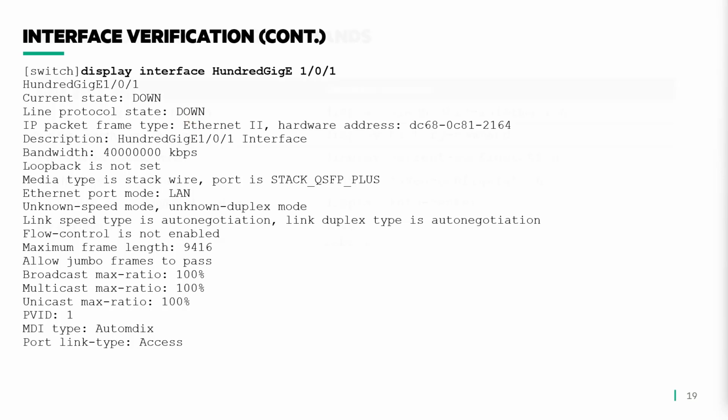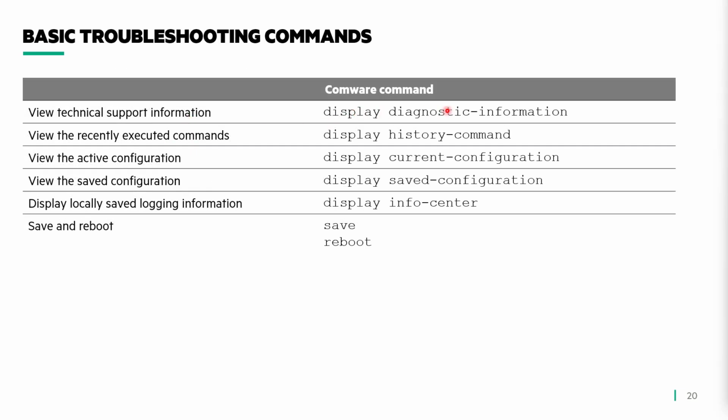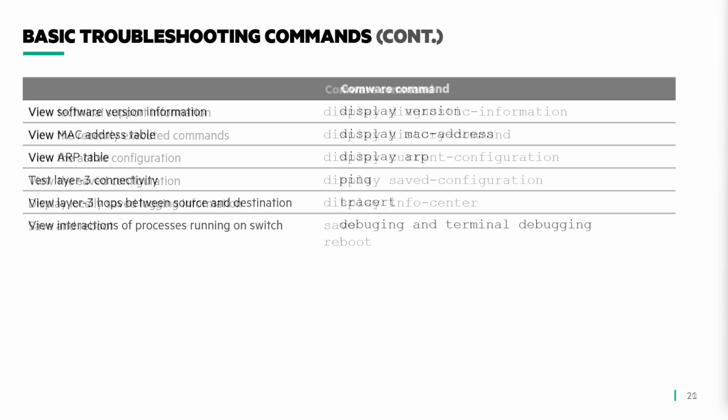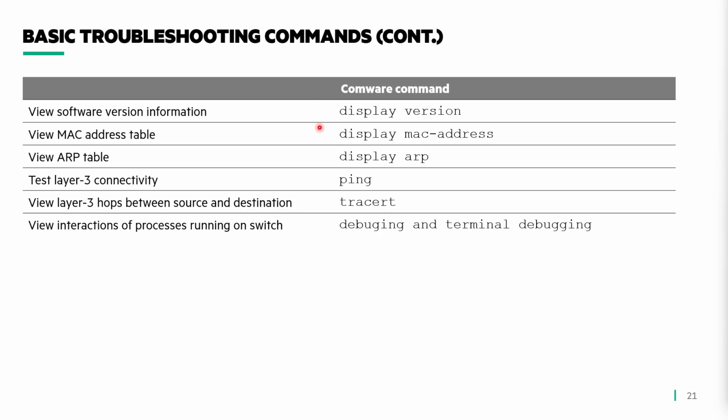Some really nice troubleshooting commands: you can say display diagnostic-information, which is like show tech-support. Display history, again like the show history command. Display current is like show running. Display saved, like show config files. Display info-center shows you the logging. Then the save command, which is basically write mem, similar. And reboot is reload or reboot, the same. Display version, display mac-address, ARP, ping command, tracert, debugging, and where to send the debug details to.